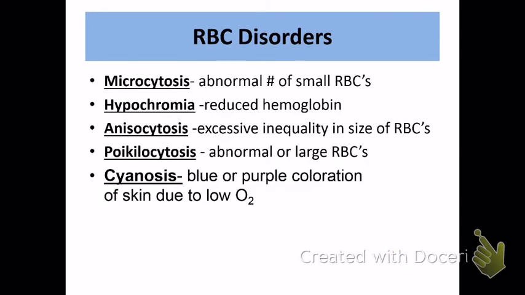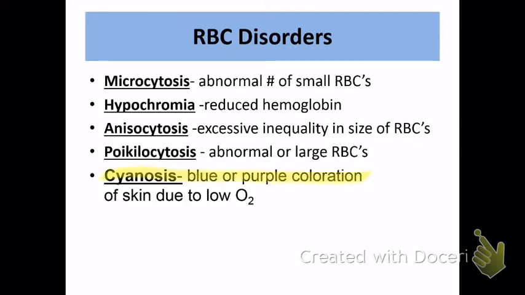Okay, besides anemia, here's some more red blood cell disorders. You got the first one, micro means small, microcytosis, micro small. You have an abnormal number of small red blood cells. Hypochromia, hypo means below, so HYPO means reduced chromia. Anisocytosis, excessive inequality of size, so some big and some small. Poikilocytosis, abnormal number of large.